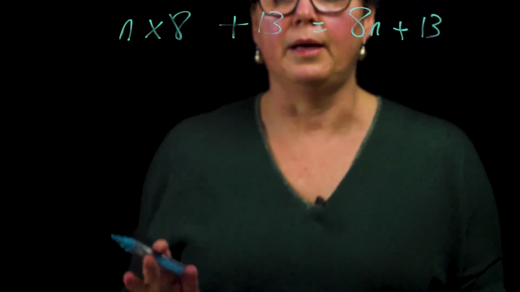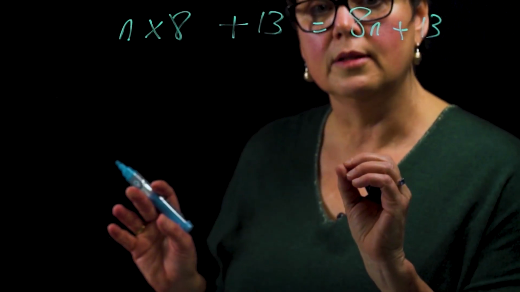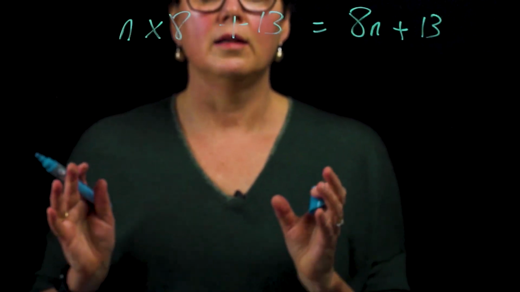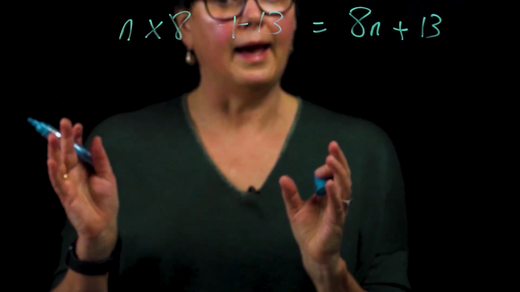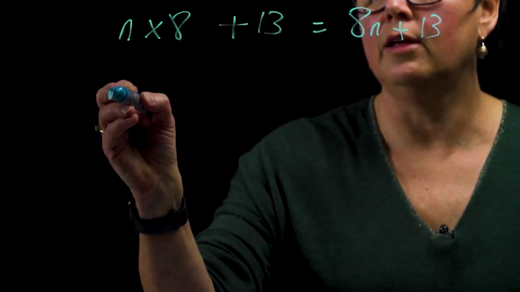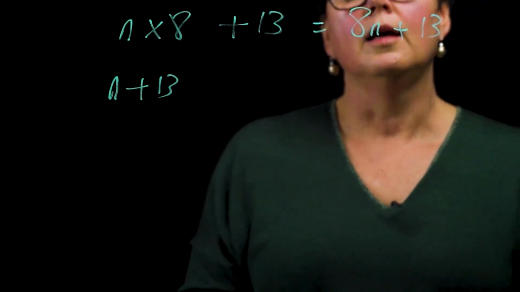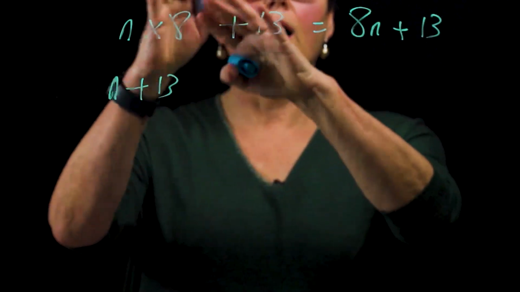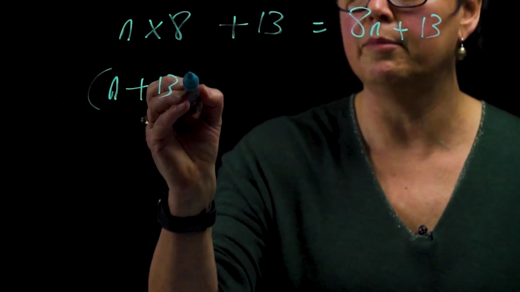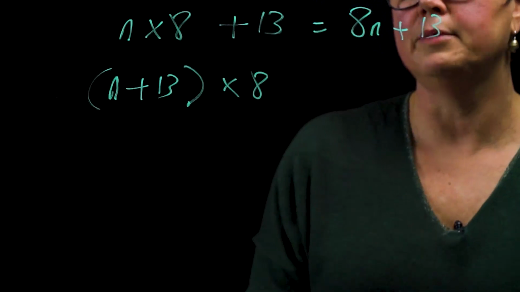I think of another number. I add 13 to it and then I multiply the total by 8. What would that look like? I think of a number, I add 13, and then I'm multiplying the total by 8. So I need to add my brackets, and then I get to times 8.